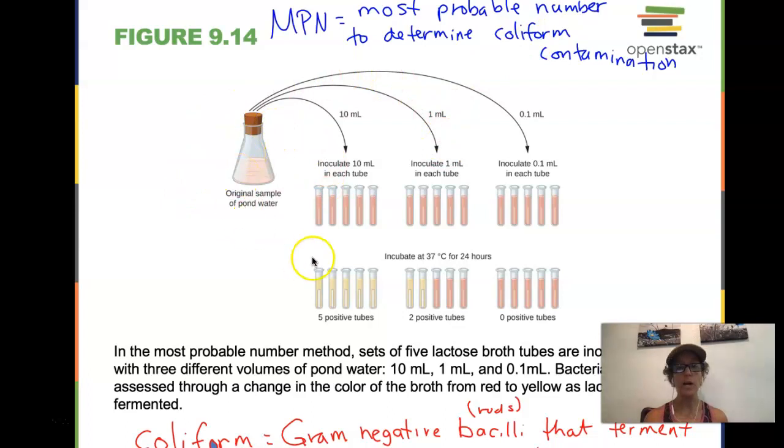And this particular pond sample created 5 positive test tubes with the undiluted amount, it created 2 positives at a 1 to 10, and it didn't have any positives at a 1 to 100 dilution. So there's definitely coliforms present, and there is a table for doing calculations based on the number of tubes at each dilution that will give you the statistical probability of how many coliform bacteria are present.